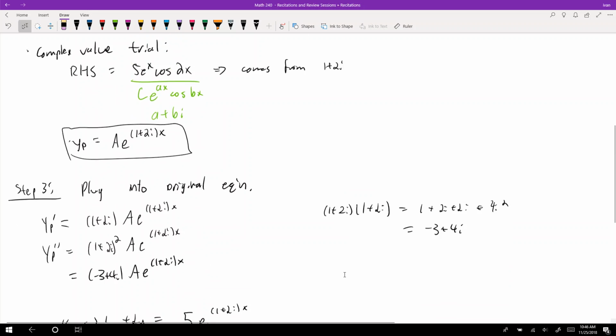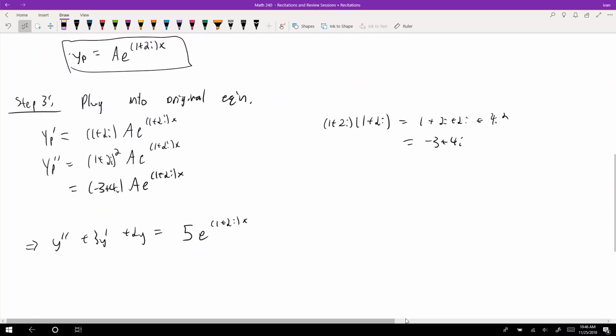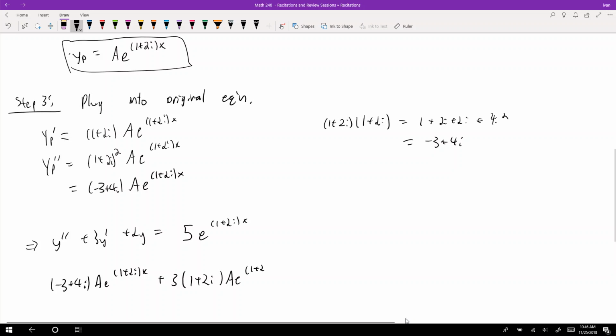Okay, and that's because the right-hand side we literally said comes from 1 plus 2i. So 5e to the x cosine 2x just gets rewritten as 5e to the 1 plus 2ix. All right, we plug it in, so now you have negative 3 plus 4i, a e to the 1 plus 2ix, plus 3 times y prime, which we have up there, 1 plus 2i, a e to the 1 plus 2ix. And then, oh, damn, this is a minus sign.